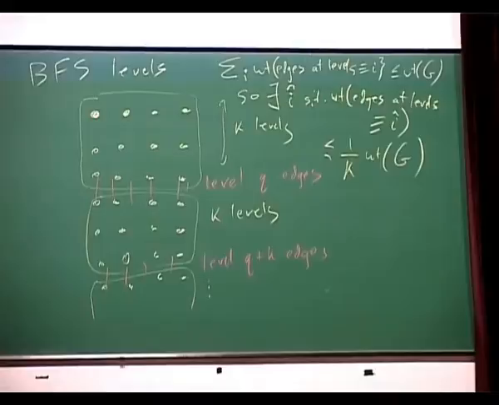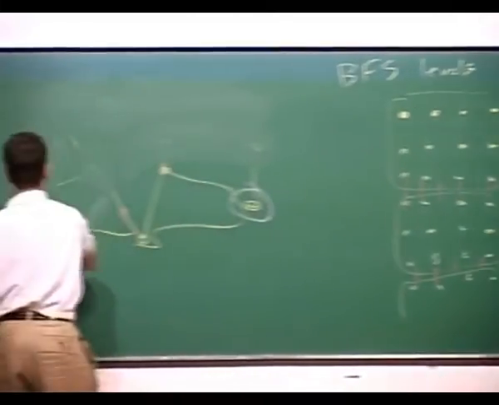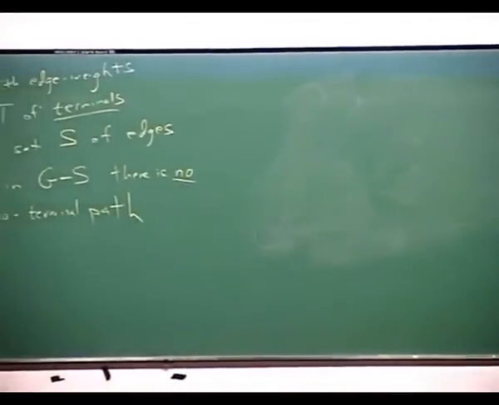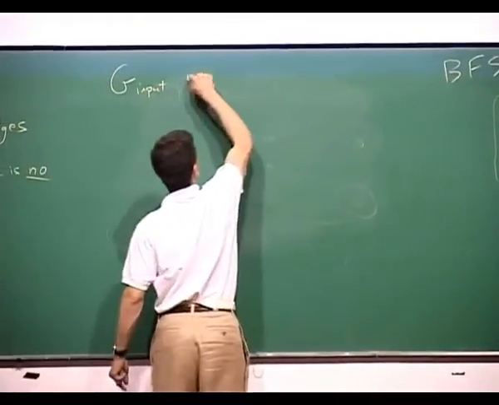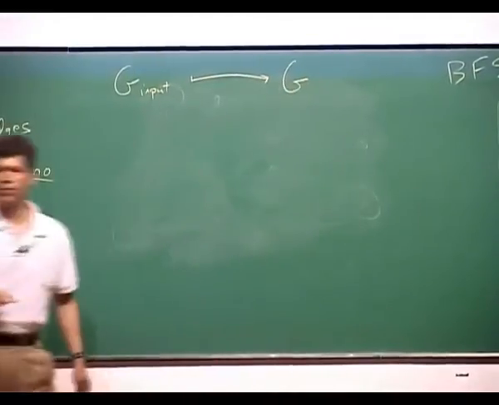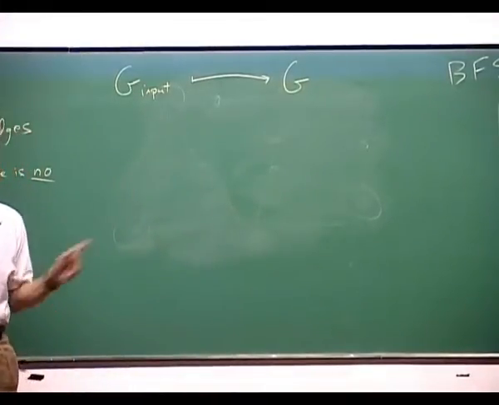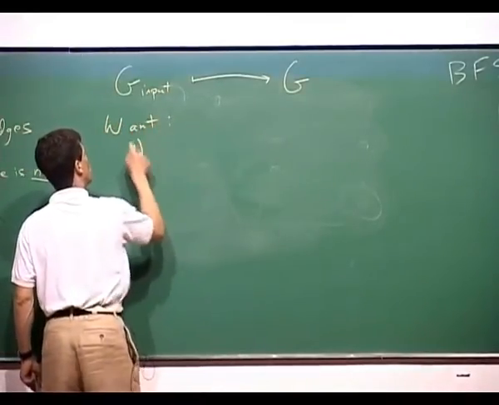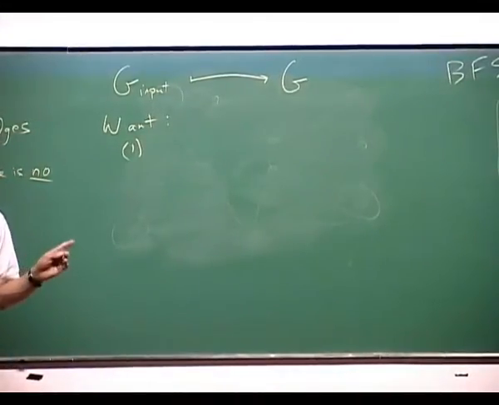So, let's see. We have to transform, say, G input to some graph G. And what we want to be true of this transformation, what do we want to be true? What's the main thing we want? What's the first thing that comes to mind? Why are we doing this transformation at all?